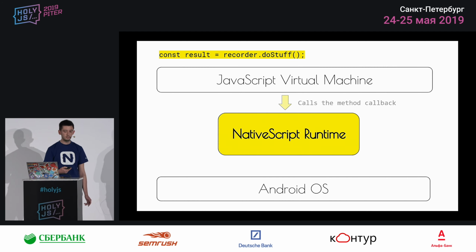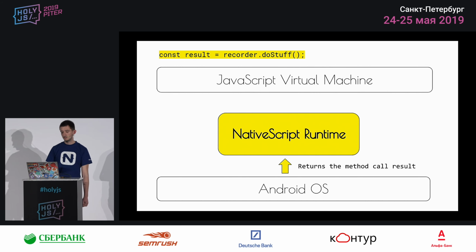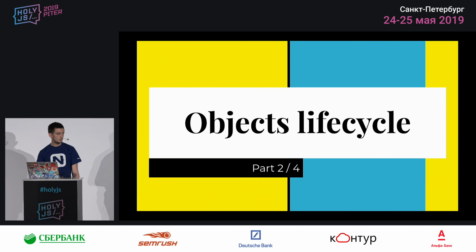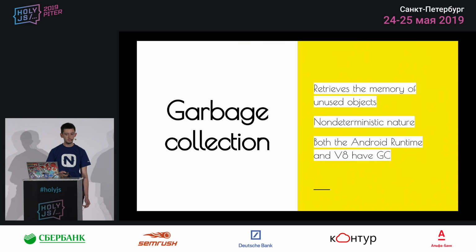When we access a native method, the method callback is triggered, the NativeScript runtime calls the method on the native object, and if the method is not void, the return data is marshaled and put back into V8. So we can see how we can use native APIs, but probably some of you are wondering what happens with the lifecycle of the objects.